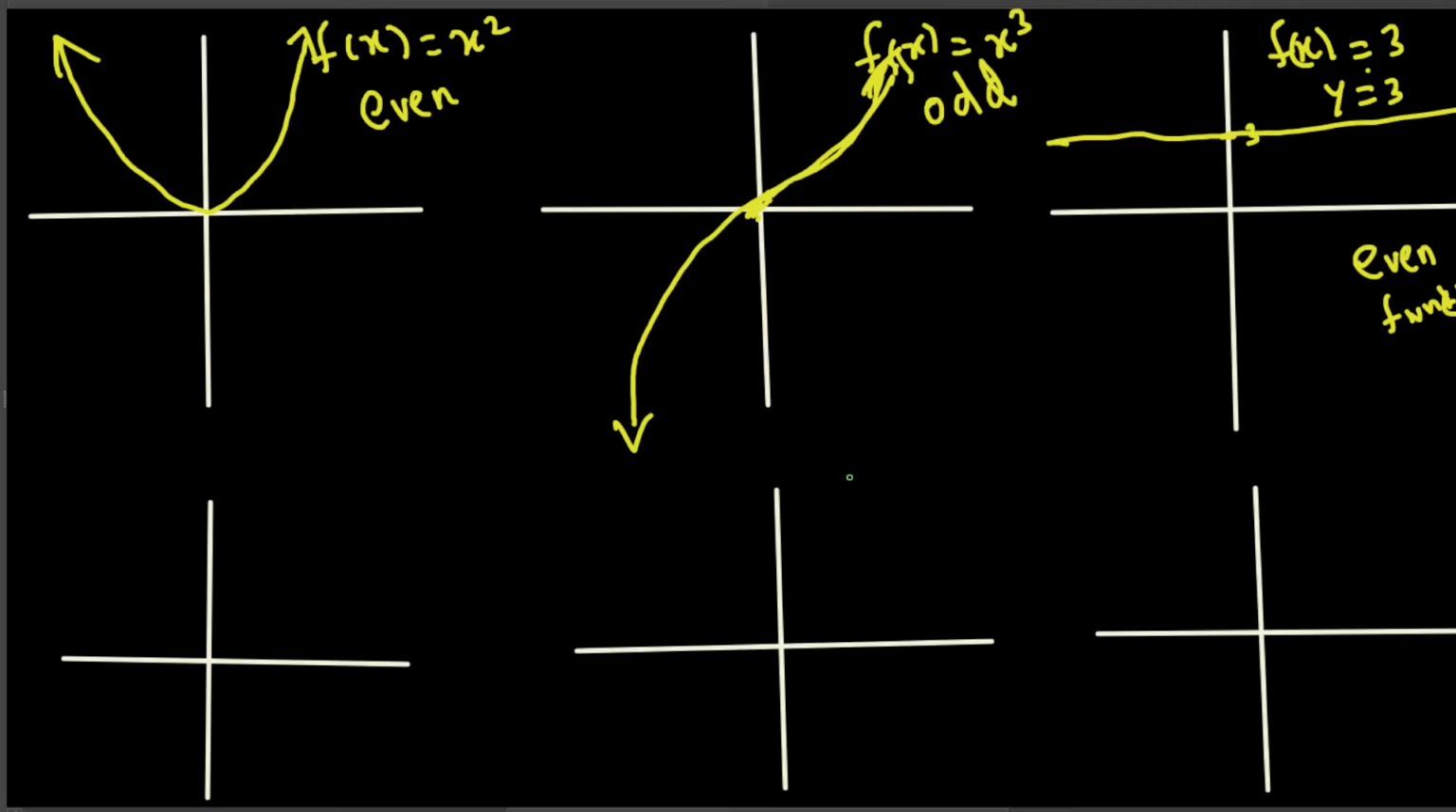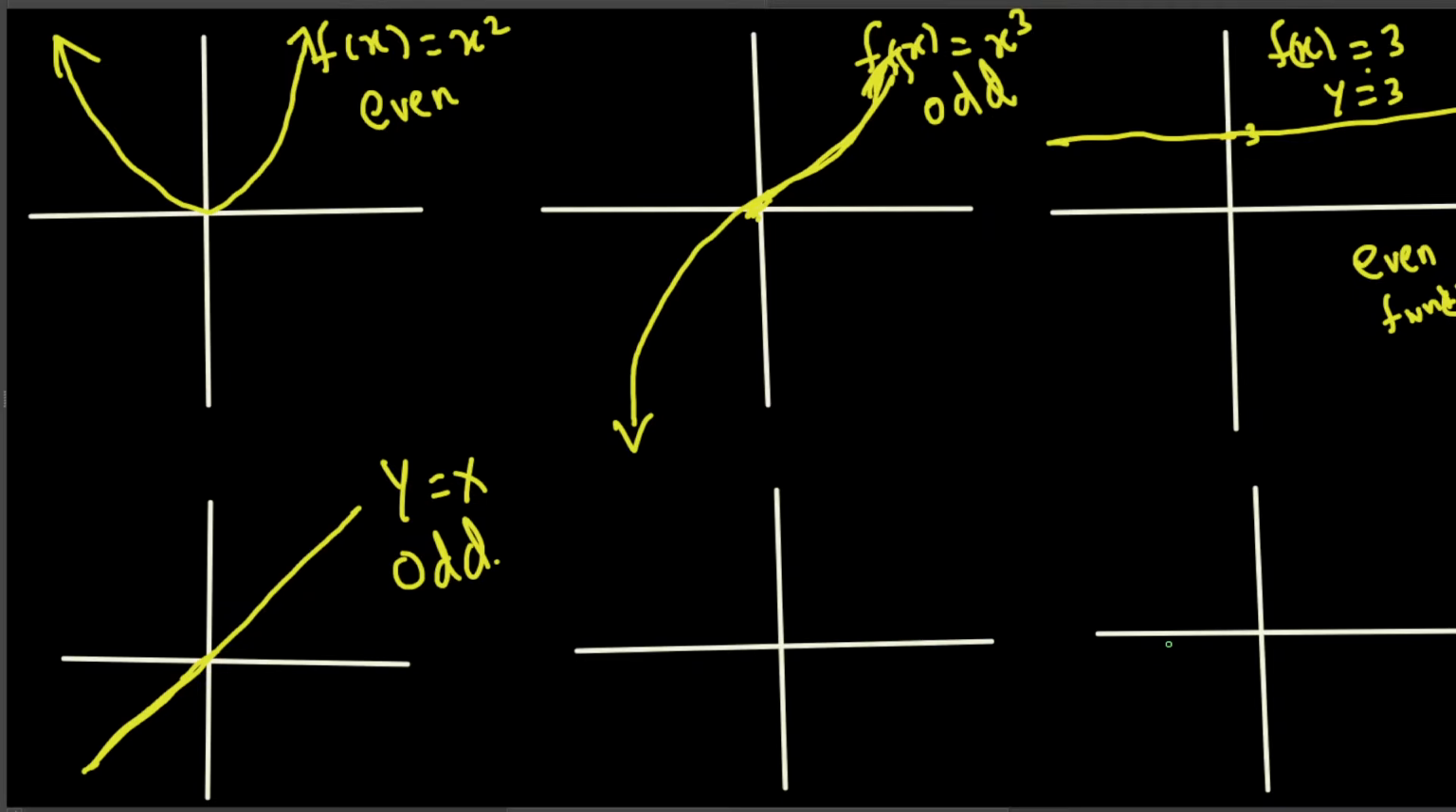Now let's look at another example. Let's say we have y is equal to x. Is it even or odd? y equals x is a straight line that goes through the origin. Is it symmetric around the y-axis? No, because when it's negative, the values are different from when it's positive. So it's not symmetric around the y-axis, but it's symmetric around the origin. If you look at quadrant 1 and quadrant 3, it's the same. So since it's symmetric around the origin, this is an odd function.